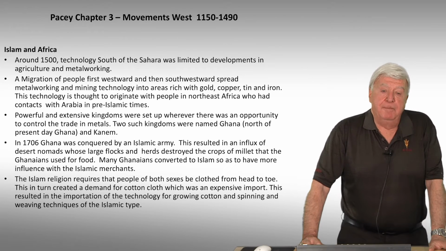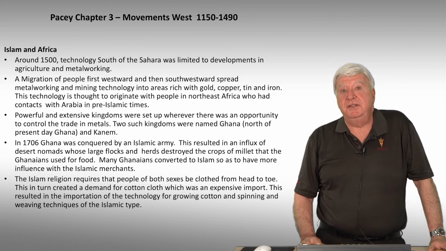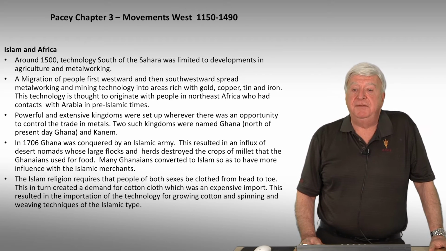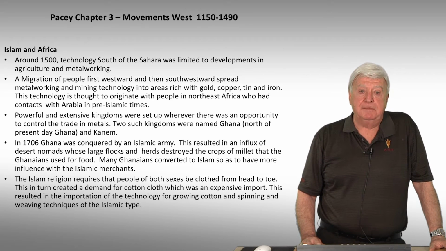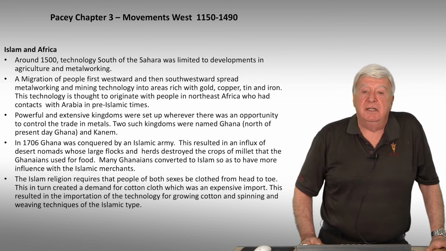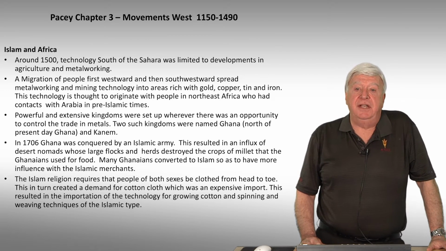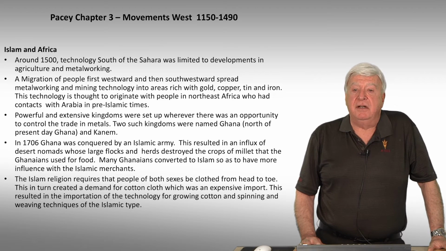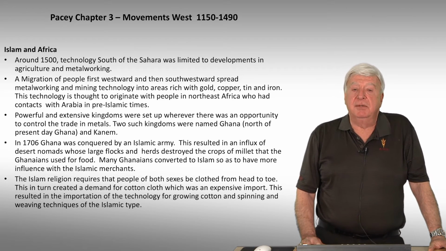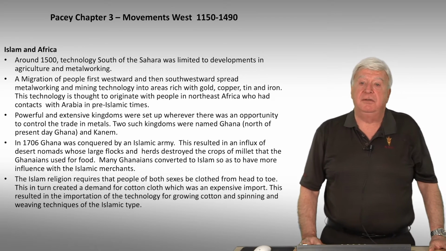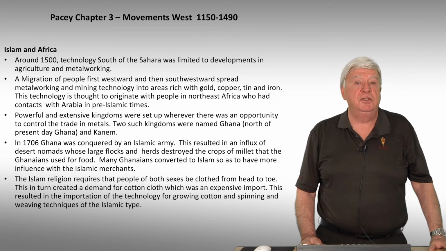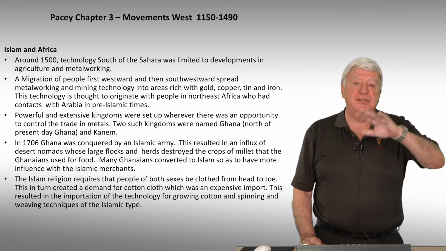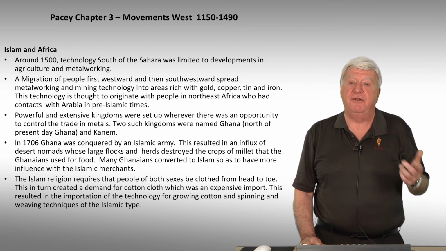Okay. Pacey, Chapter 3. This is the second part of our lecture. Movements West, 1150 to 1490. Around 1500, technology south of the Sahara was limited to the developments in agriculture and metalworking. There was little diffusion of technology throughout this area as the population was small and scattered into groups separated by vast deserts and impenetrable forest.